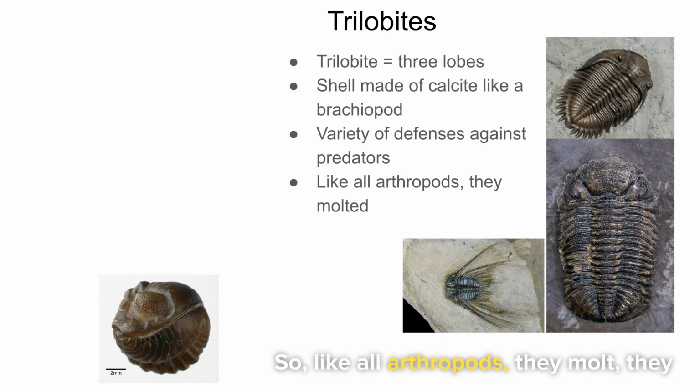Like all arthropods, they molt, they shed their skin, which is what makes them so common. Sometimes you're not looking at the living trilobite. What you're looking at is a molt. It's just the skin that it left behind, which again is made out of a hard mineral called calcite. So this is why they're so abundant and so easy to find.